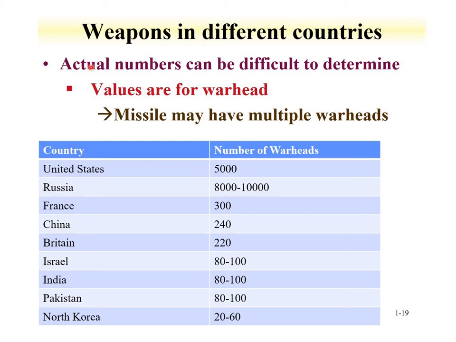The actual numbers can be difficult to determine, and I want to emphasize that these values are for warheads. That is one component that contains a critical amount of material. Missiles may have multiple warheads, so the actual number of nuclear weapons can vary. The United States, as shown here, has around 5,000 warheads. Russia has up to double that amount. France, China, Britain, fewer. And then some states that are non-declared nuclear powers are listed here, anywhere from as low as 20 up to 100 weapons.